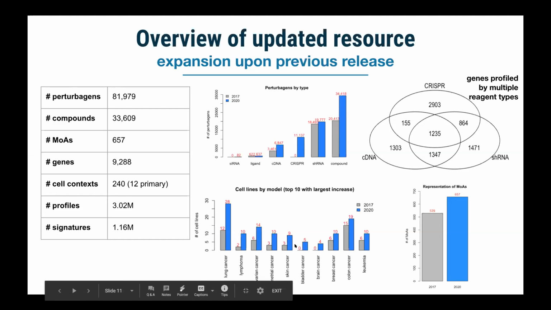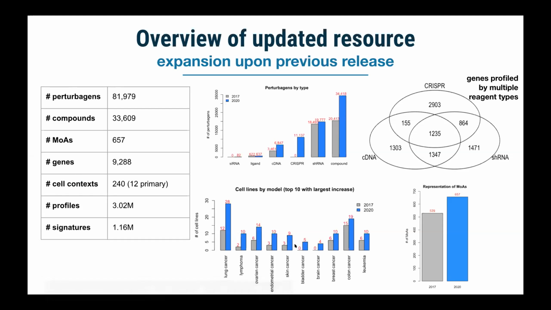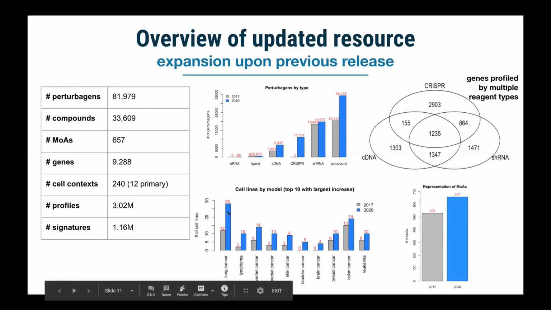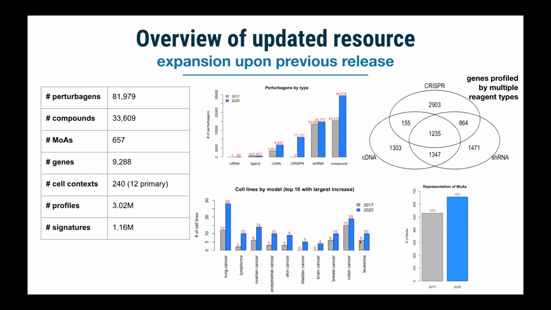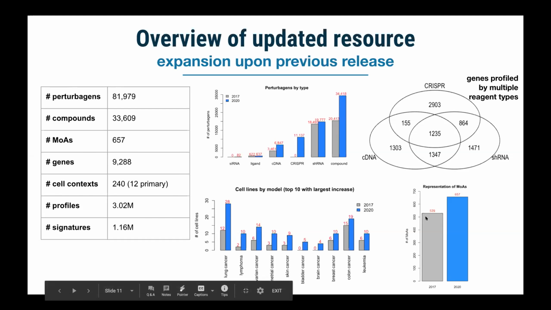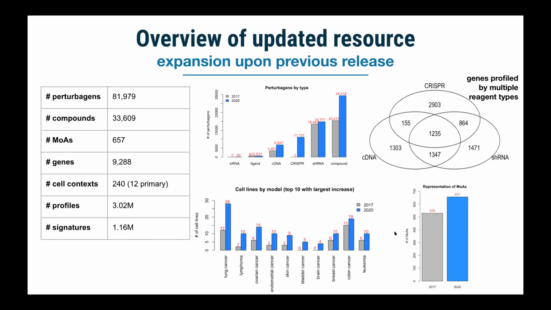This plot here shows the number of cell lines by lineage that we've profiled in the new data release relative to the old. There have been notable increases in areas of lung cancer and hematopoietic lines like lymphoma models and leukemia as well. In terms of compound mechanism, there are about 100 or so additional mechanisms that we now have representation for in our data relative to the last release.